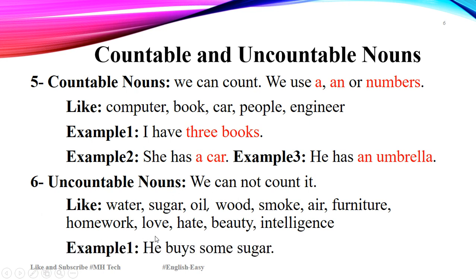Go to the example. Here we have an example. It is a complete sentence. He buys some sugar. He buys some sugar. We cannot add s at the end of this noun here, sugar. And he buys some sugar. Sugar is here an uncountable noun.